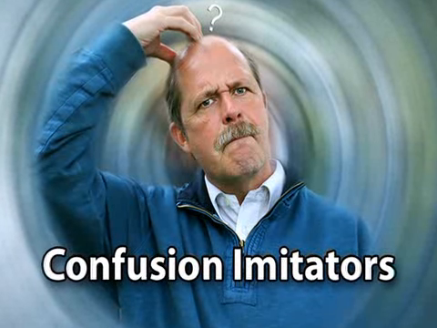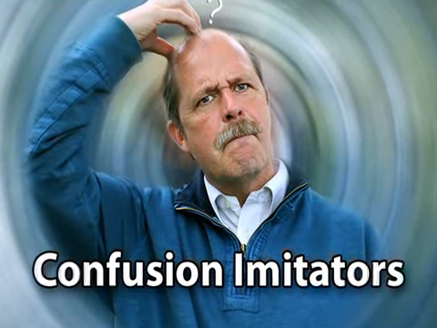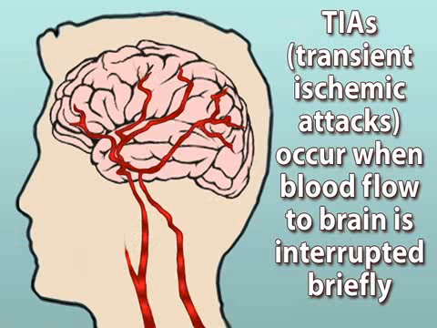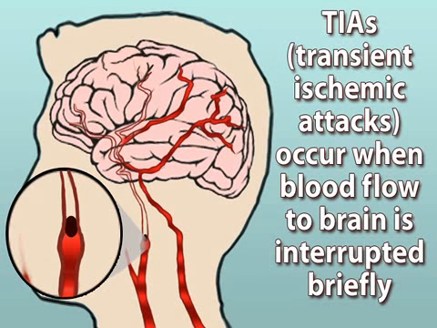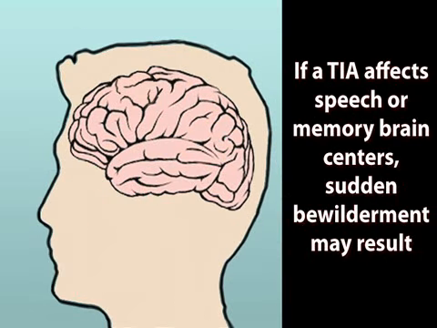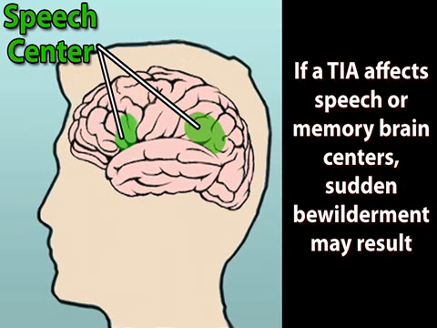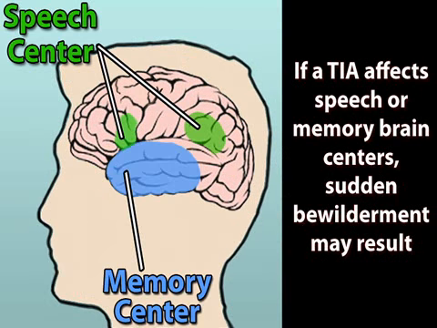Another category of seizure imitators are conditions that result in sudden confusion. This confusion may look like the uncertainty sometimes experienced by a person having a seizure. A transient ischemic attack, or mini-stroke, occurs when blood flow to the brain is briefly interrupted. If a transient ischemic attack affects the speech or memory centers in the brain, sudden bewilderment may result.